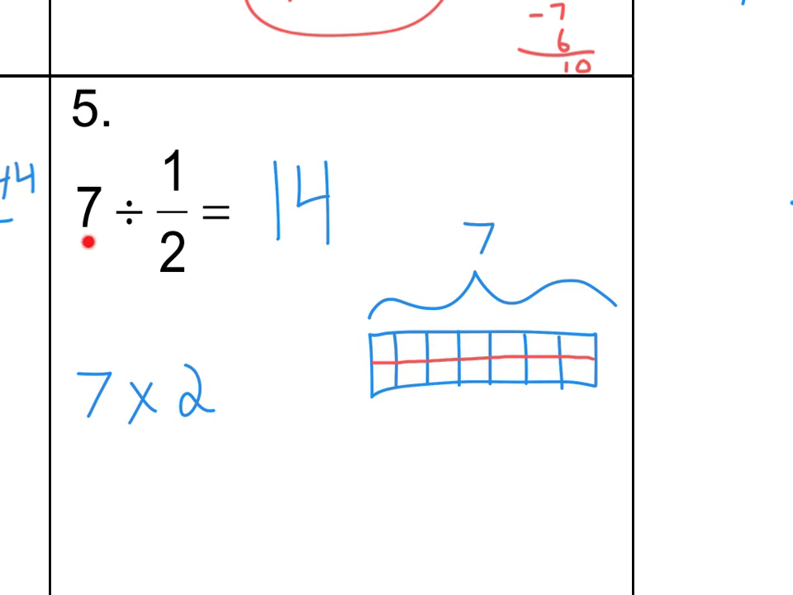This is number 5. It's 7 divided by 1/2, which is the same as 7 times 2. Remember, division and multiplication are opposites if you do the reciprocal of the other number.